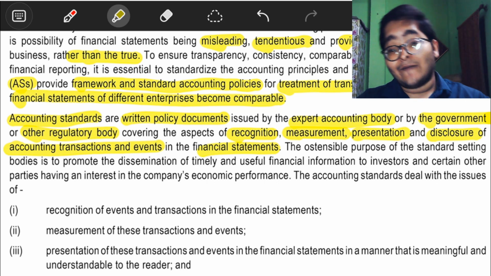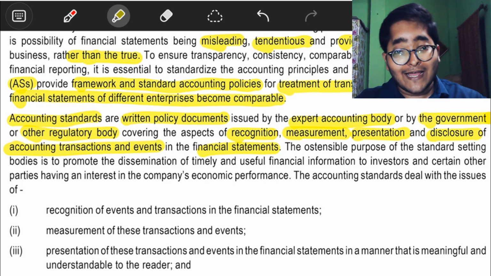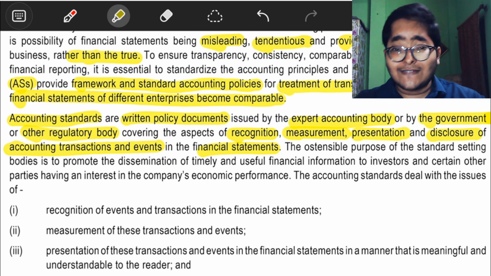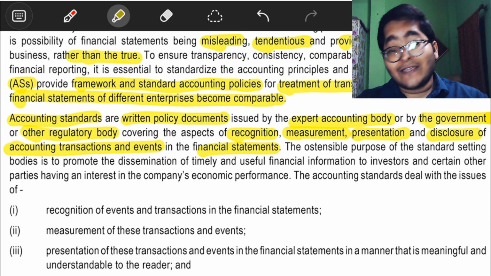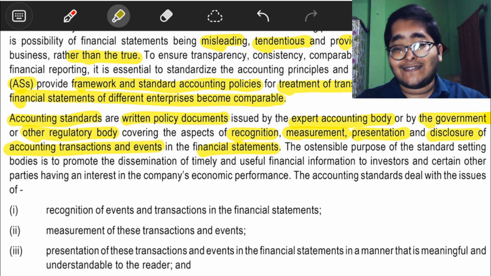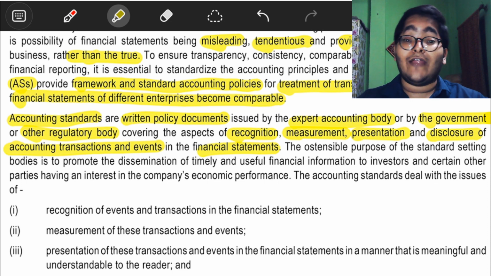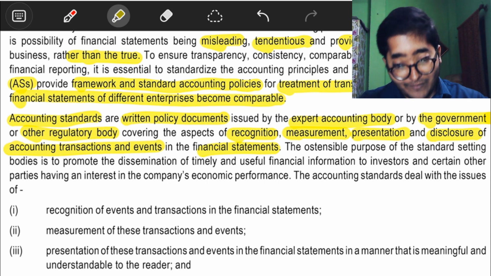कौन सेट करता है? एक्सपर्ट अकाउंटिंग बॉडी सेट करता है, गवर्नमेंट सेट करता है, या फिर कुछ अदर रेगुलेटरी बॉडी सेट करता है. फॉर एग्जाम्पल अदर रेगुलेटरी बॉडी से क्या मतलब? सिक्योरिटीज एंड एक्सचेंज बोर्ड ऑफ इंडिया, सेबी, SEBI. सेबी इज द रेगुलेटरी बॉडी फॉर इंडियन स्टॉक एक्सचेंज.